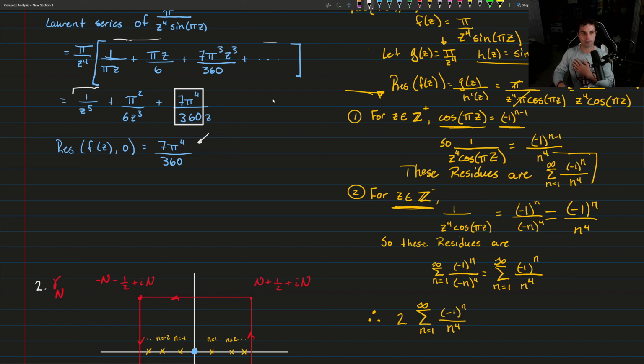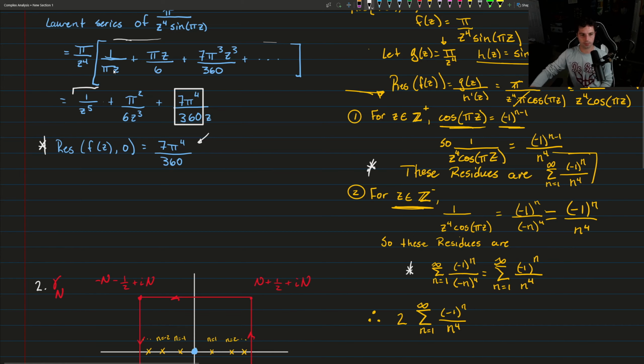Okay, so we have a couple different things. We have that residue in blue, we have the residue for n positive, and then we have the residue for n negative. And we're adding all those things together, and that's going to give us our integral of f, and then we'll go from there.